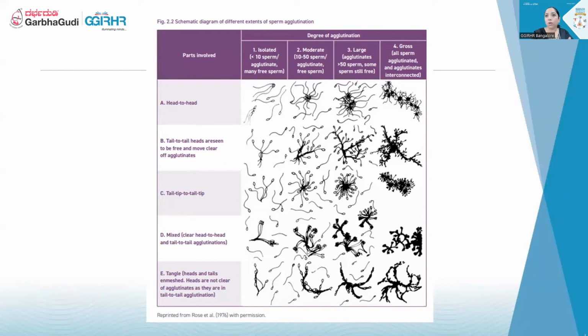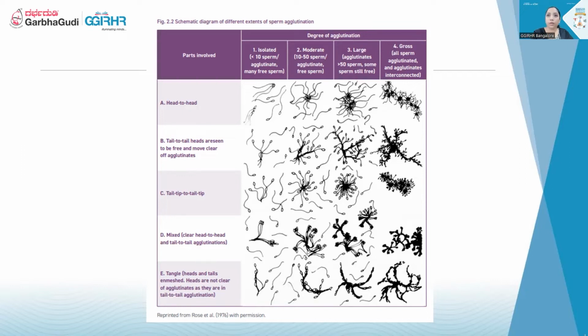These are what the andrologist would see and report, and this could be due to the presence of anti-sperm antibodies. If you are seeing abnormally high agglutination, then further evaluation can be done by doing an anti-sperm antibody test.